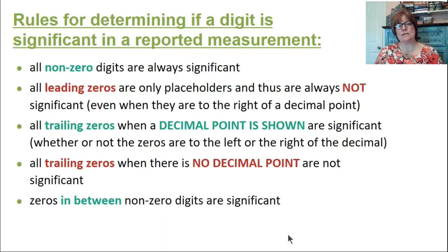And then zeros sandwiched in between non-zero digits are significant. In the number 207, the 2 is 2 hundreds, 0 tens, and 7 ones. So that 0 is a measured 0.